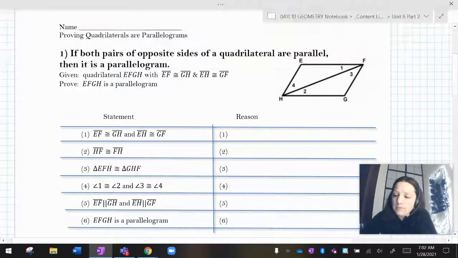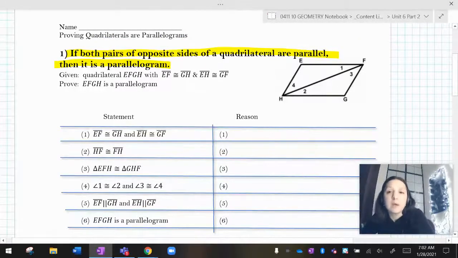Way number one. The most quote unquote obvious way to prove that something is a parallelogram is to prove that it has parallelism going around. Both pairs of opposite sides are parallel. So if you can get to a point where you know both pairs of opposite sides are parallel, then you know it's a parallelogram. Okay, so if I'm given quadrilateral EFGH with EF equal to GH and EH equal to GF, prove that it's a parallelogram.